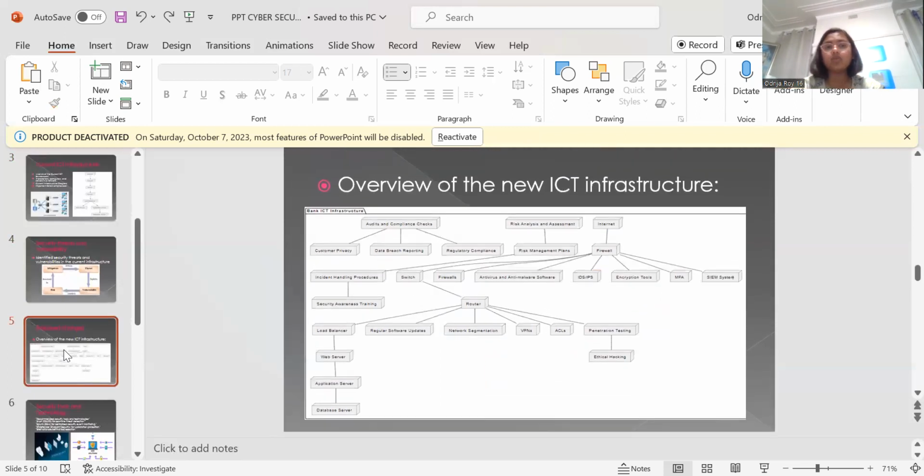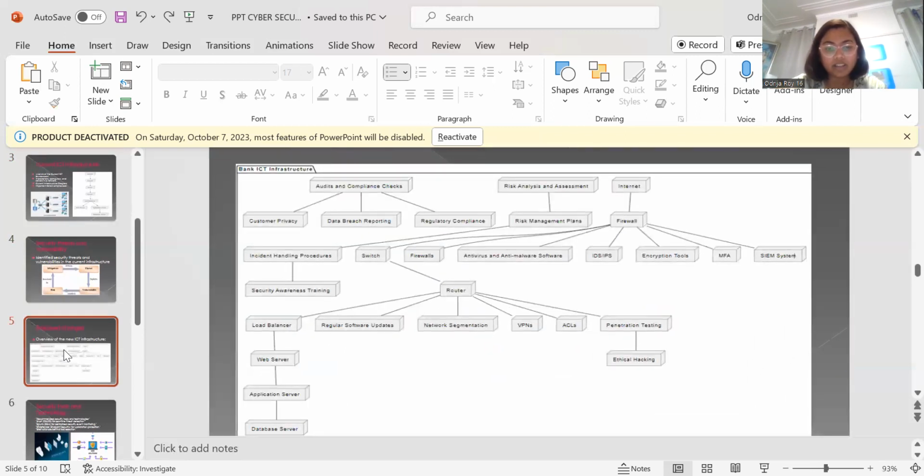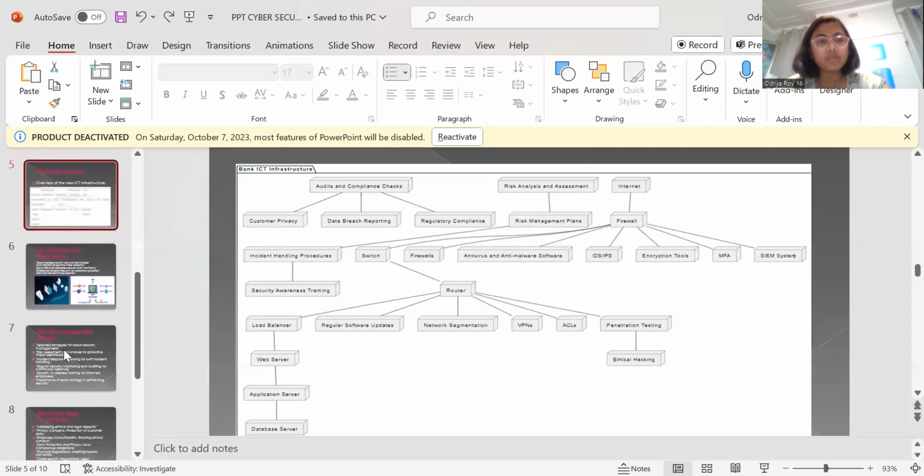The next slide is an overview of the new ICT infrastructure. Here we can see that Commonwealth Bank has updated its information and communication technology infrastructure in order to mitigate the security risks and vulnerabilities that were discovered in the old infrastructure. The following essential elements are included: risk analysis assessment, internet, firewall, switch, IDS, encryption, MFA, router, load balancer. So I'm moving to the next slide.